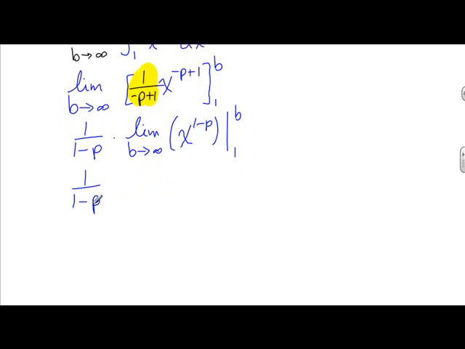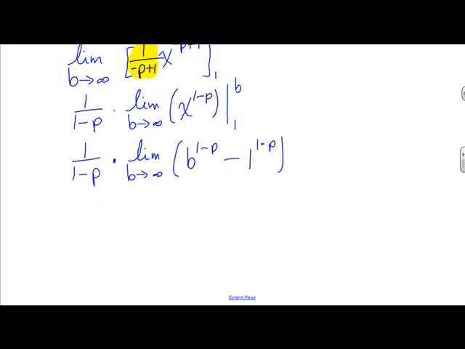So we're looking at b to the 1 minus p power minus 1 to the 1 minus p power. Now, I can simplify one more step before I start thinking about what has to happen here. Cleaning this up just a little bit more, 1 raised to any power is just going to be 1. So that looks better, a little bit simpler, and it's going to be easier for me to think about my limit.